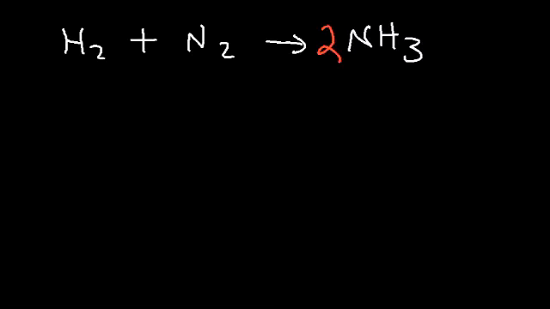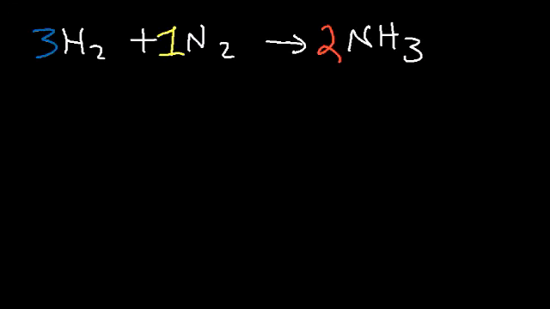But now we have 6 hydrogens on the right side. 2 times 3 is 6. And we only have 2 in front. 6 divided by 2 is 3, so we got to put a 3 in front of H2. And now the reaction is balanced. And there's an invisible 1 in front of N2. On the left side, you have the reactants, and on the right side, you have the product.